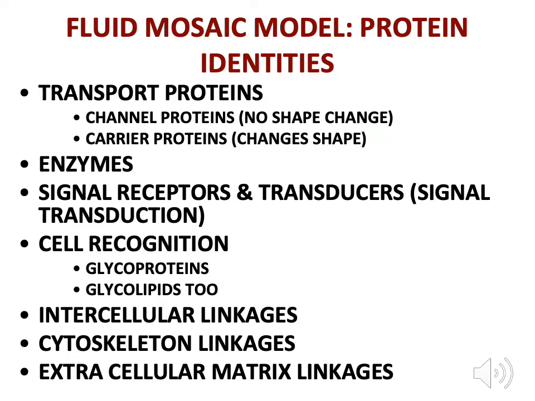I see intercellular linkages here. What causes cells to be connected to one another? Well, we talked about this in the context of the presentation on cells, and we talked about a variety of intercellular connections, like gap junctions and tight junctions and desmosomes, and a lot of times those intercellular connections are mediated by proteins. Cytoskeletal linkages means that the cytoskeleton can be ultimately connected to the membrane.